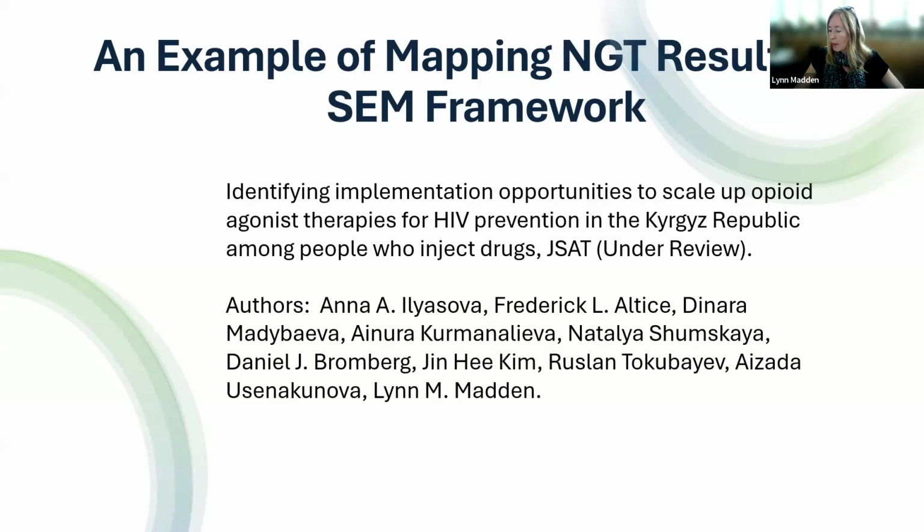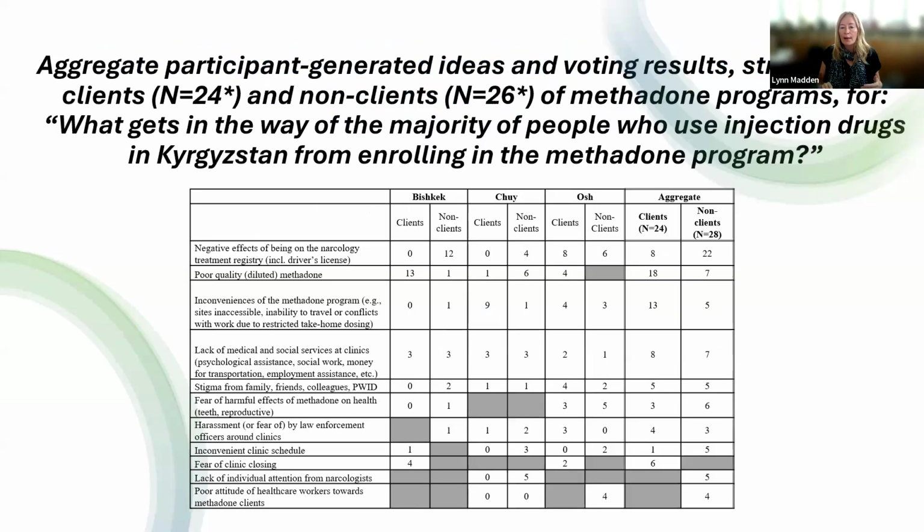So that's really cool. So Anna really met with groups of people who were identified as already being on methadone or opioid agonist therapies, people who were injecting drugs but who were not on opioid agonist therapies, and providers, potential providers. So she had 3 different sets of constituencies. These are tricky looking tables, but I'll show you an easier way to look at that. You can see their aggregate participant generated ideas and results. They're stratified in this particular table by clients and non-clients.